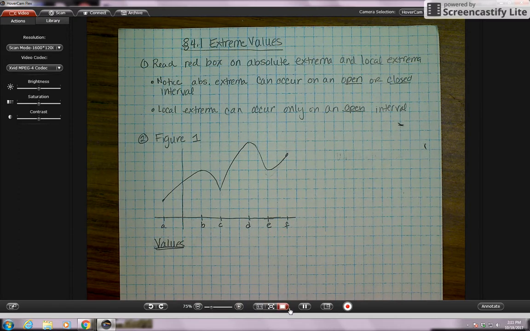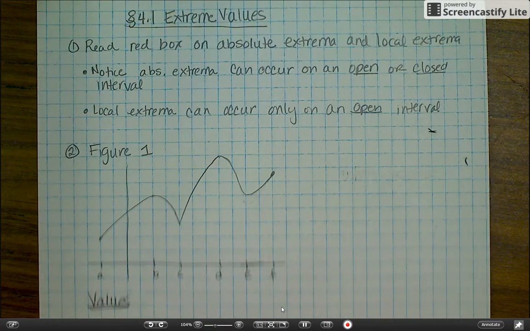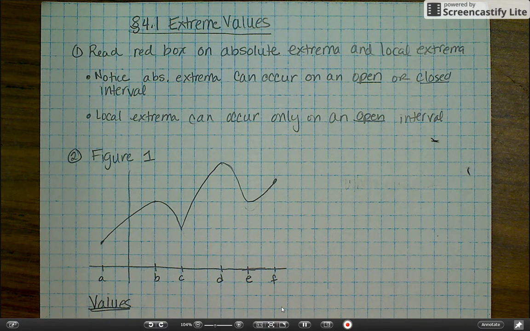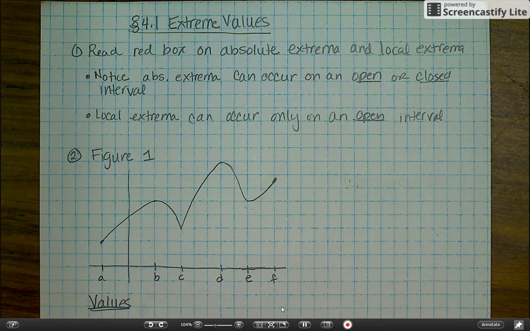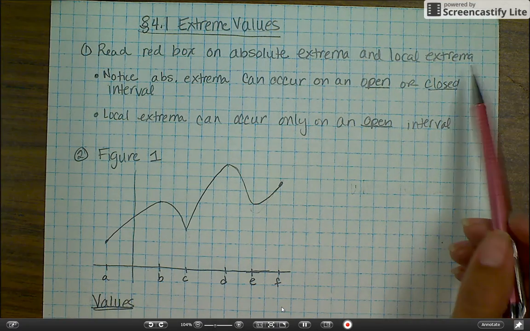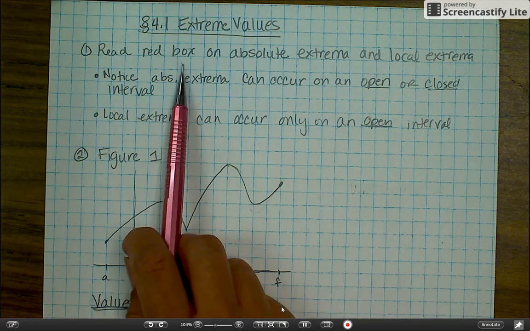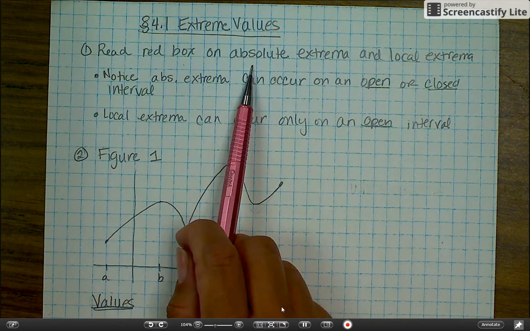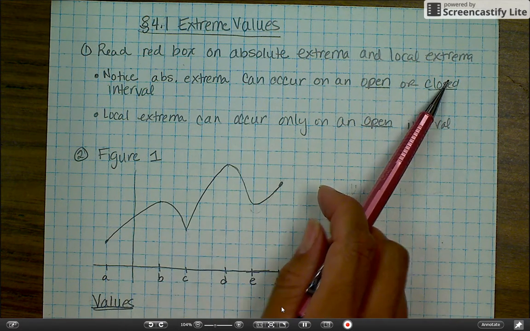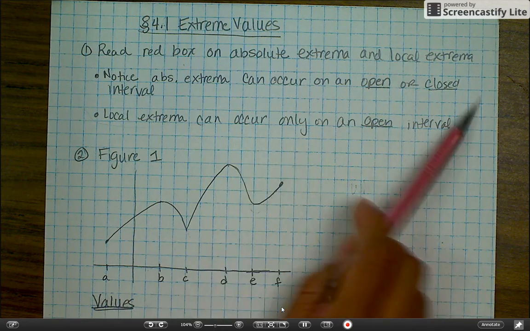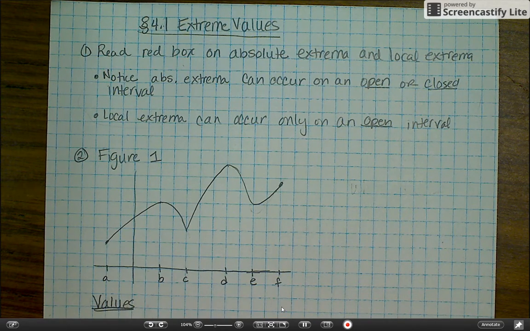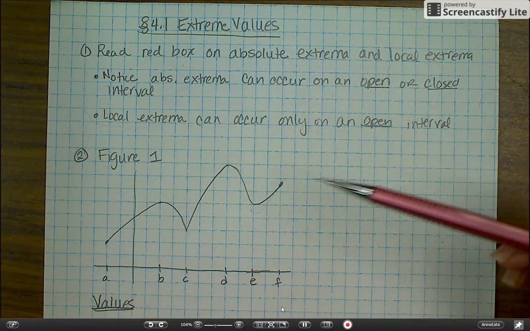Hello, students. All right, so today we're talking about extreme values, which is section 4.1. Before you begin this, you might want to get a book and read the red box in 4.1 on absolute extrema and local extrema, and make note of these things. So you probably want to pause, read, and then come back to the video.